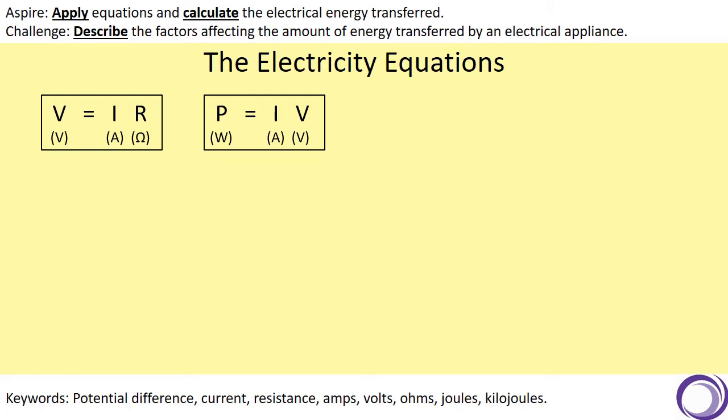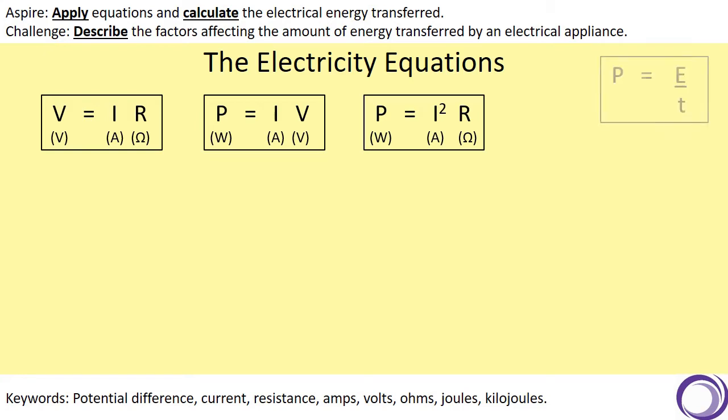We've got one from last lesson. Power equals current times potential difference. Now we've got another power one that we looked at last lesson. Power equals the current squared times the resistance. This is in the energy topic, but also it's in the electricity topic. Power equals energy divided by time. Remember, 1 watt is 1 joule per second. 1 joule used every second.